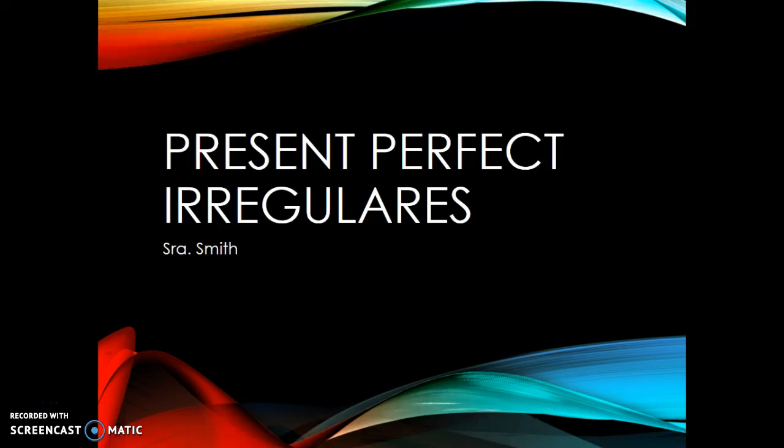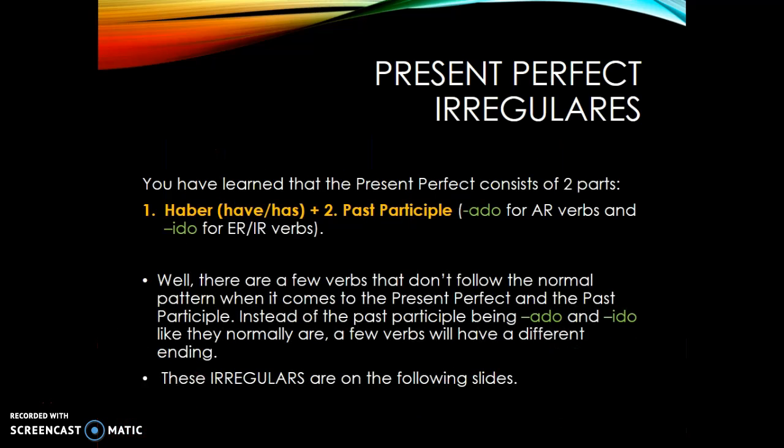Okay, clase. From the last video, you learned about the present perfect, and specifically the regular verbs in the present perfect. Well, now we're going to look at some irregulars. So, again, like I said, you have learned that the present perfect consists of two parts, haber, which is the verb have or has, and the past participle, meaning you add ado for AR verbs and ido for ER and IR verbs. Well, of course, there's always an exception to the norm.